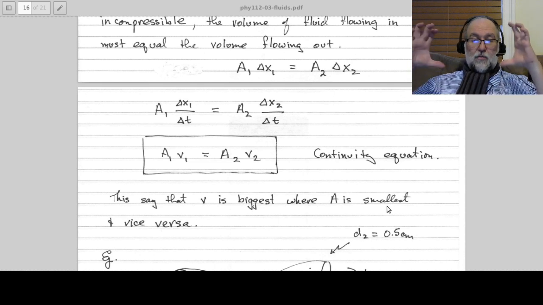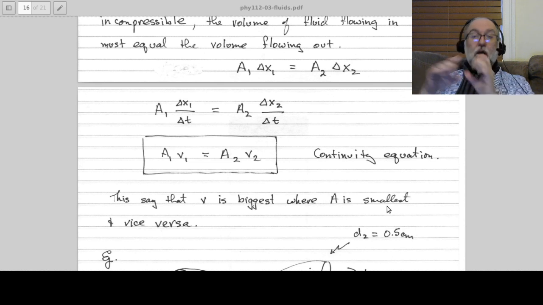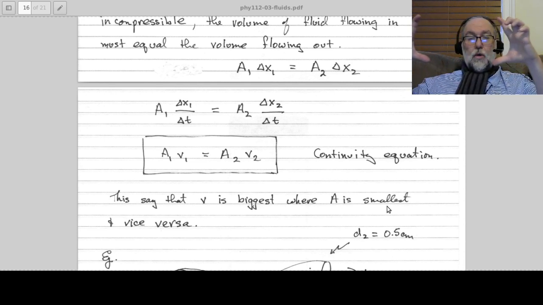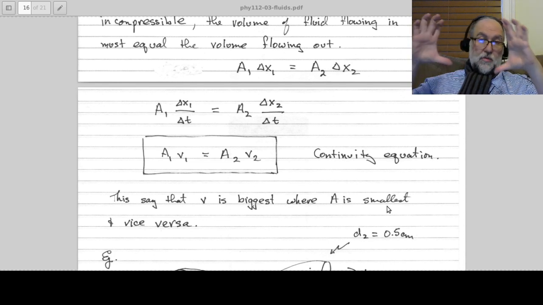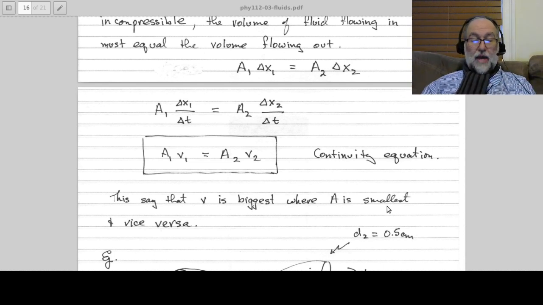So if you start from a big tube, and the tube starts to squeeze down in cross-sectional area, the fluid has to speed up as the cross-sectional area decreases. And then it might be going fast, and then as it opens up into a region with bigger A, the fluid will slow down. And if anyone's played with a garden hose, you know this. Imagine a garden hose and you've got the water flowing out the top. It's flowing at some moderate speed, and the garden hose has a cross-sectional area like this at the mouth.